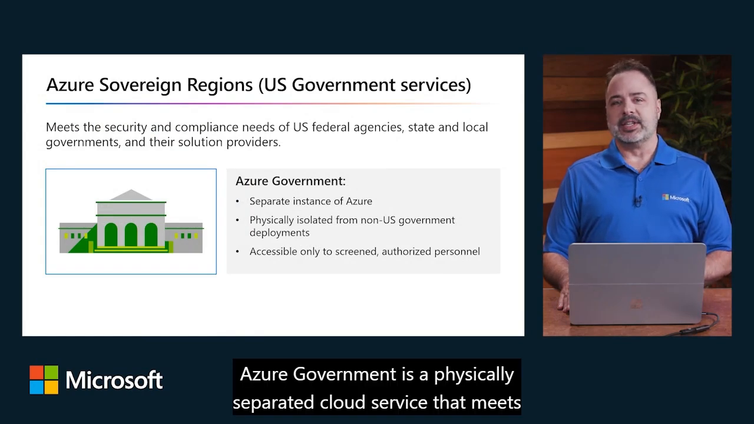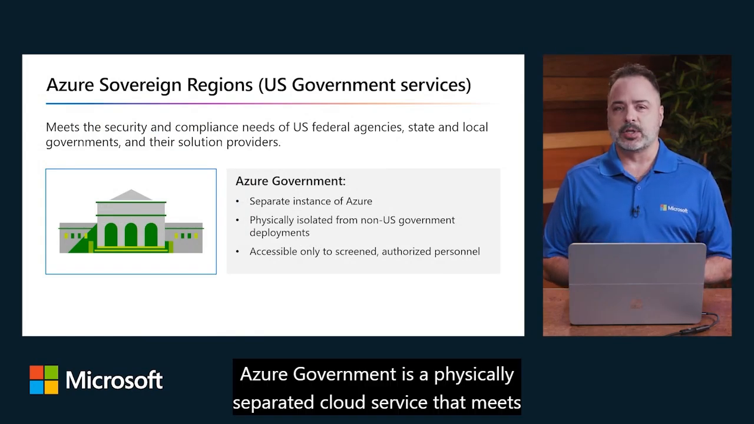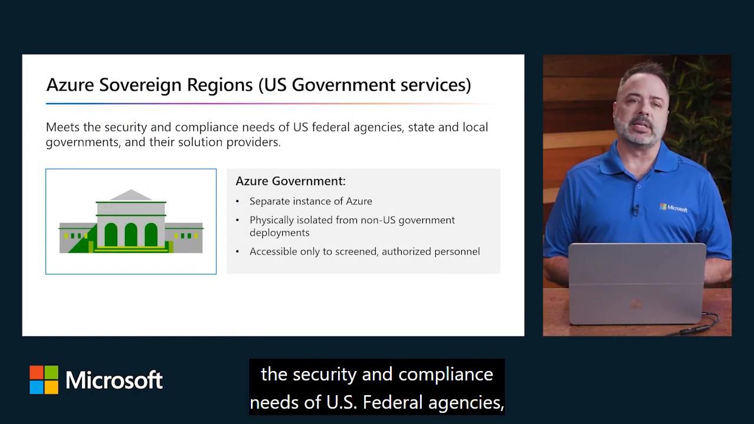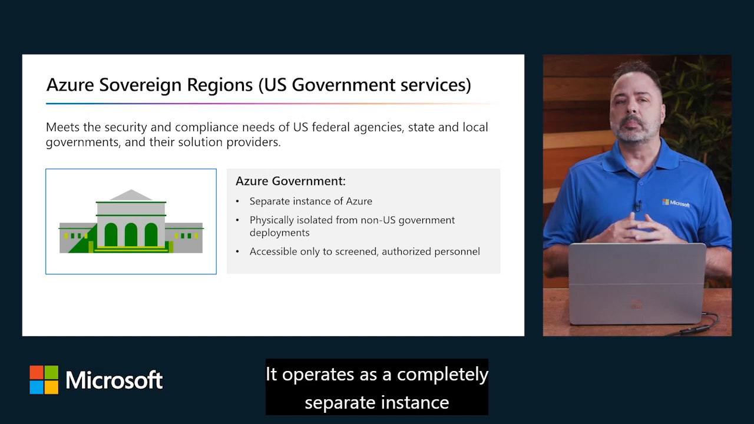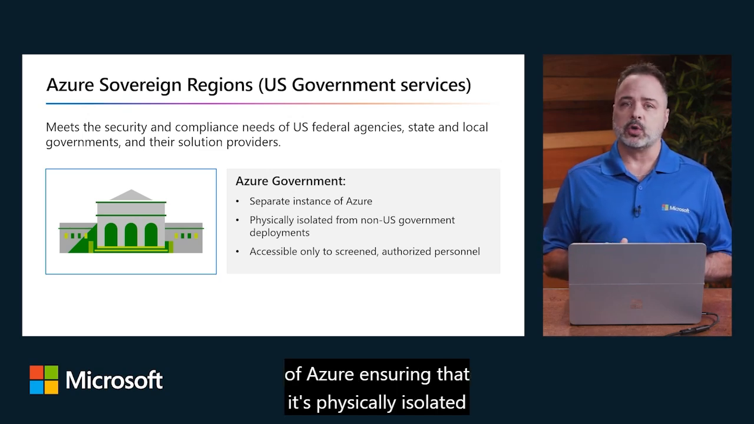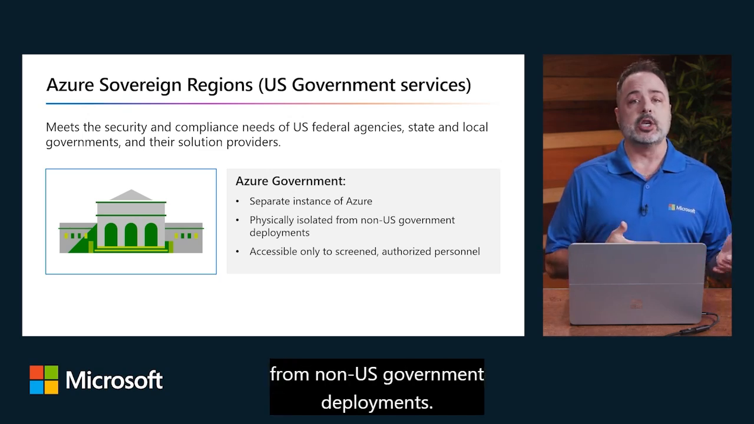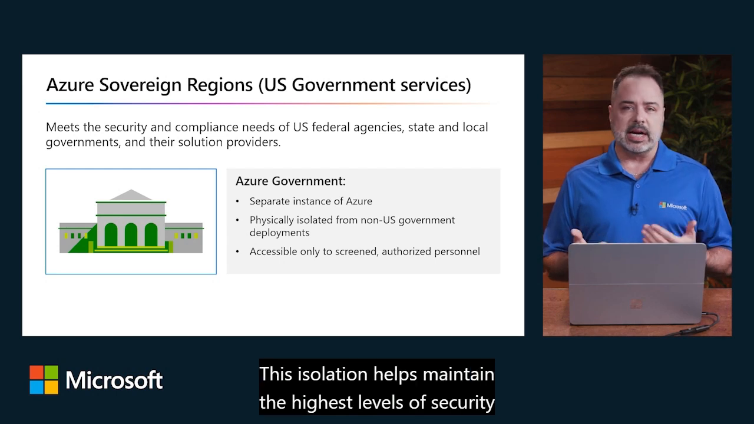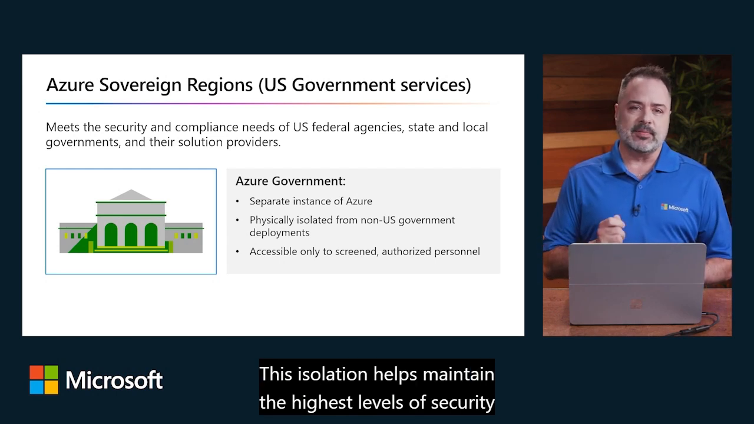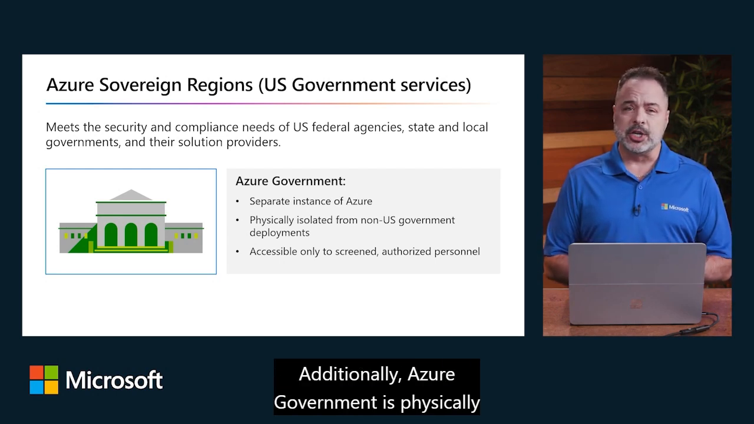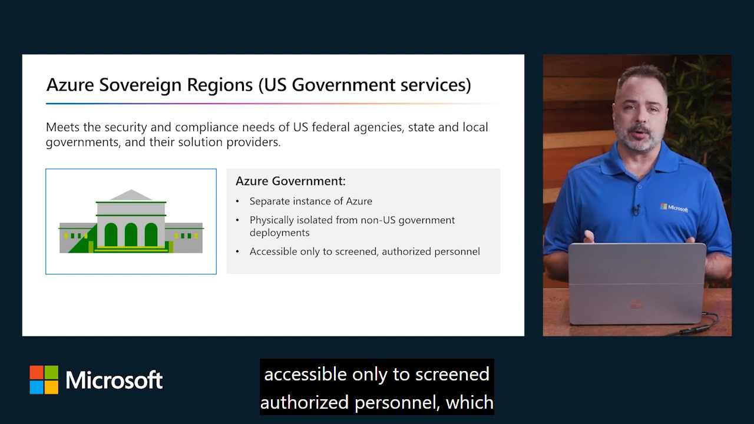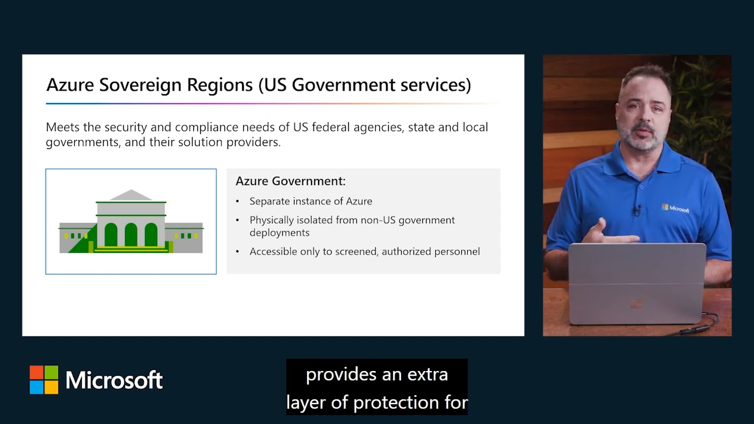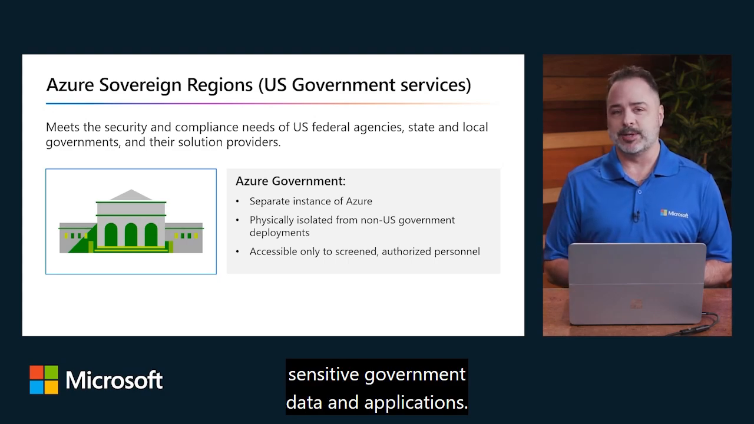Azure Government is a physically separated cloud service that meets the security and compliance needs of U.S. federal agencies, state and local governments, and their solution providers. It operates as a completely separate instance of Azure, ensuring that it's physically isolated from non-U.S. government deployments. This isolation helps maintain the highest levels of security and compliance. Additionally, Azure Government is physically accessible only to screened authorized personnel, which provides an extra layer of protection for sensitive government data and applications.